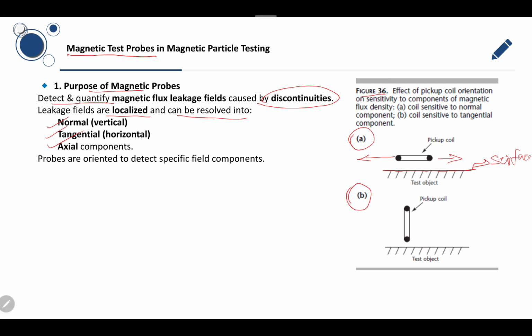Part B, the pickup coil is rotated vertically, standing perpendicular to the surface of the test object. This makes the coil sensitive to the tangential component of the magnetic flux. It means it primarily detects flux lines running parallel to the surface of the material. It is useful for detecting flux variations along the surface and for mapping magnetization distribution.